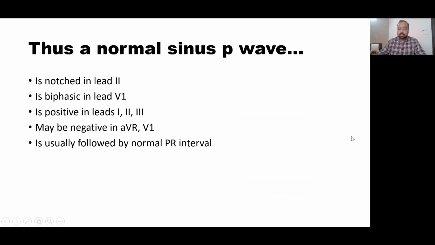So let's summarize our learnings so far. A normal sinus P wave will look somewhat notched in lead 2, will be biphasic in lead V1, will be positive in leads 1, 2, and 3, and will be negative in lead aVR. And it is usually followed by a normal PR interval.